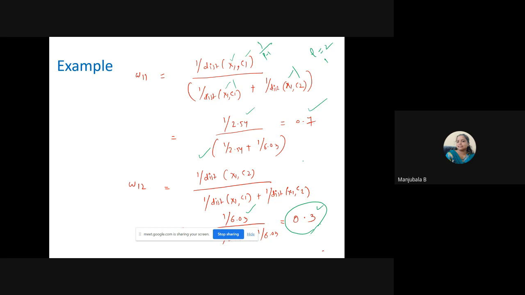So for cross verification, to check whether you have done the calculation correctly or not, if you calculate this and the sum is coming 1, that means your calculation is correct, right? So these are the modified weights for the data point x1 with respect to the cluster C1 and with respect to the cluster C2. For the cluster C1, it is 0.7. For the cluster C2, it is coming 0.3.